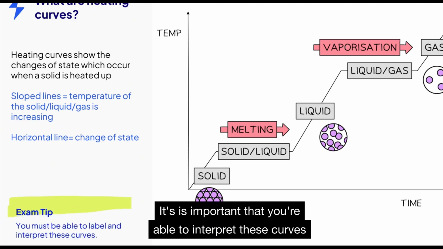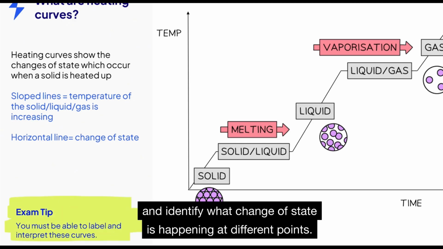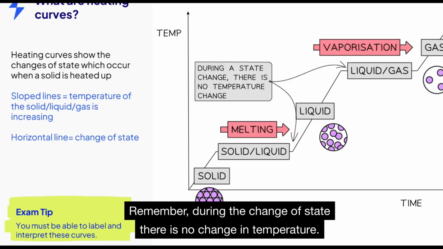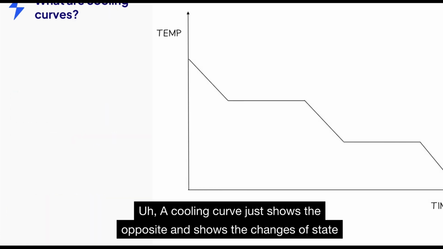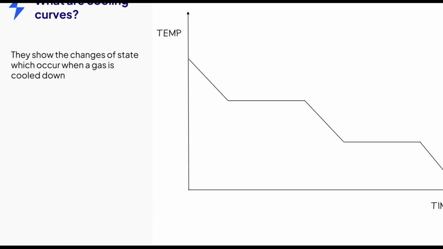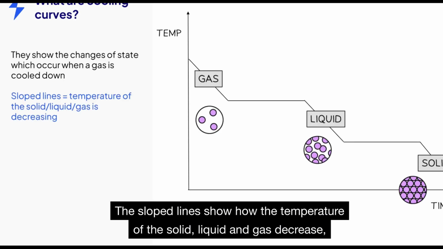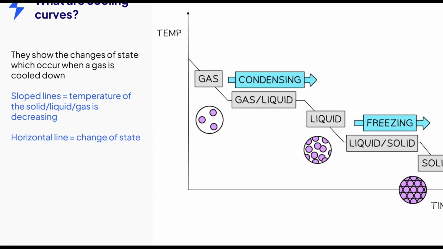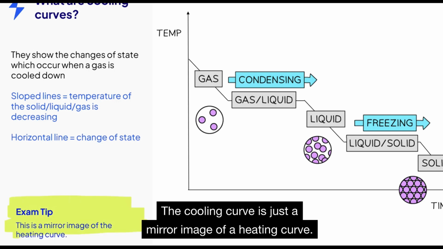It is important that you are able to interpret these curves and identify what change of state is happening at different points. Remember, during a change of state, there is no change in temperature. A cooling curve just shows the opposite and shows the changes of state which occur when a gas is cooled down. The slope lines show how the temperature of the solid, liquid, and gas decrease, and the horizontal lines represent the changes of state, condensing and freezing. A cooling curve is just a mirror image of a heating curve.